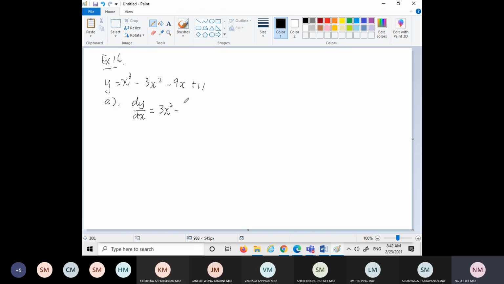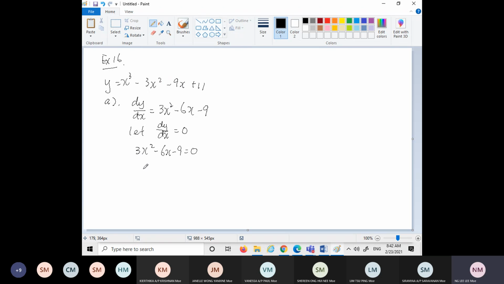This one 3 times 2, 6x. This one minus 9. So differentiate this. For you to find the stationary point or the turning point, let dy/dx equal 0, because at the turning point or the stationary point, all the same, dy/dx equals 0. Their gradient is 0. That's why you need to find dy/dx first. After that, let dy/dx equal 0. So you will come to this.